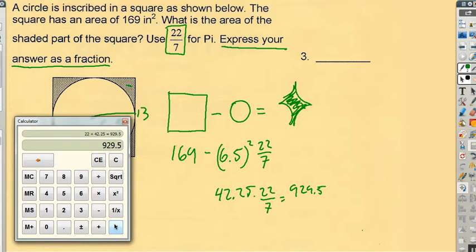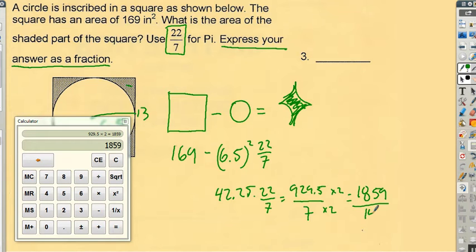Oh yeah, look at that. Winner, winner, chicken dinner. All right, and that's over 7. But we really, really do not like having a decimal in either the numerator or the denominator. So I'm going to multiply both the numerator and the denominator by 2. And I get 1859 over 14. All right, so going back to my game plan here.